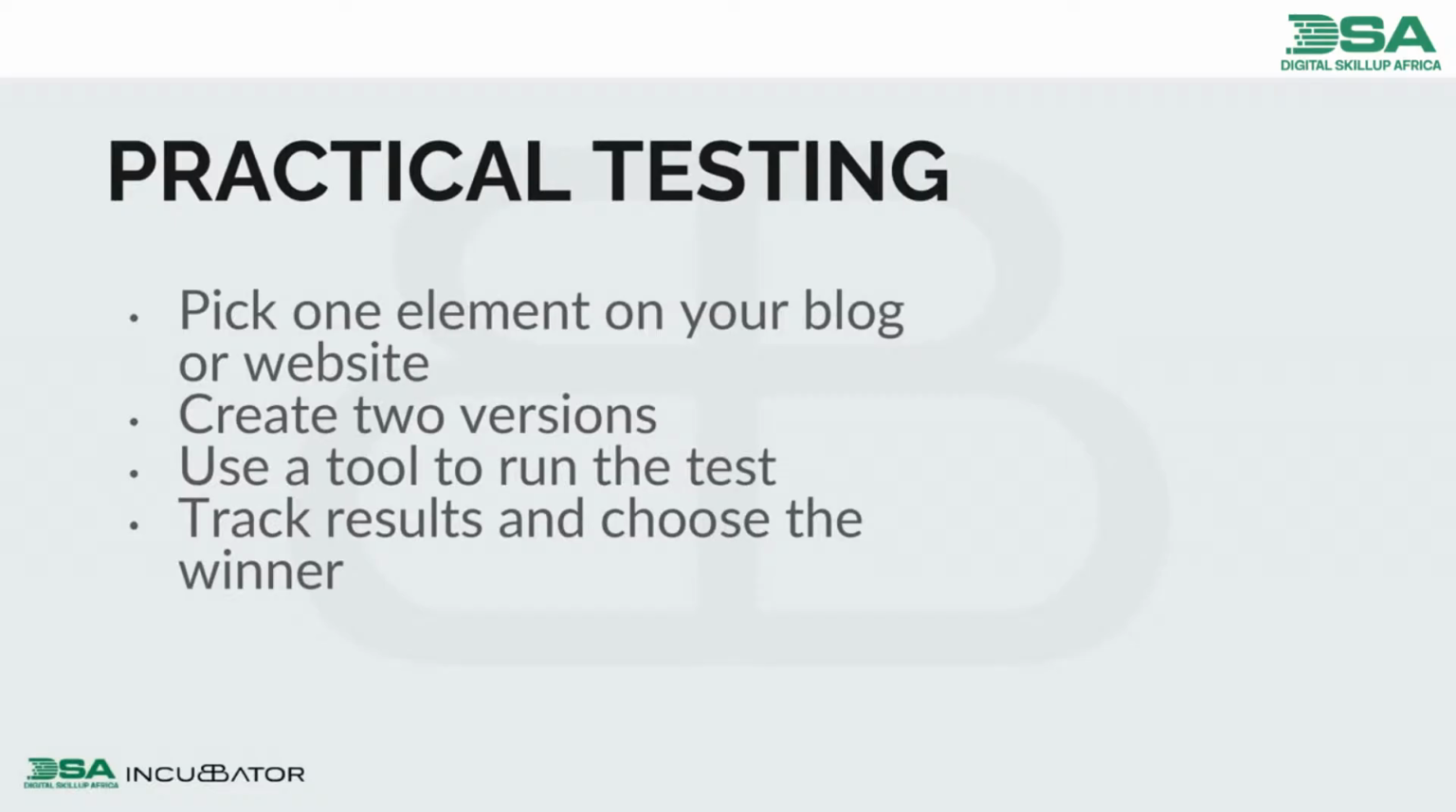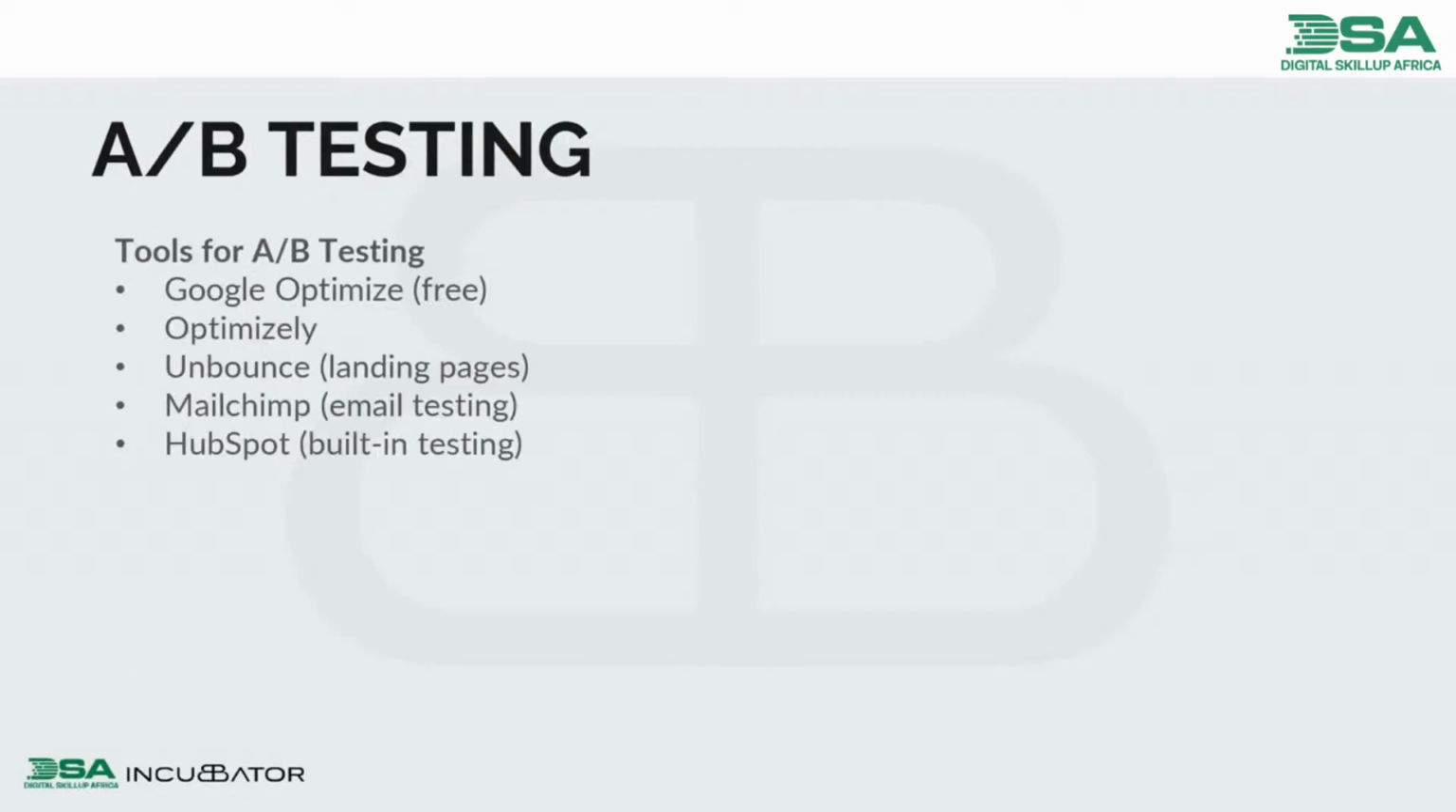So pick one element on your blog or website, then create two versions. I gave you a list of tools that you can use to test: Unbounce, MailChimp. With MailChimp, you can actually use the trial version. Then HubSpot, you can also use that. Then Google Optimize, Optimizely, you can also use that. So this is what you should do to practice A/B testing.